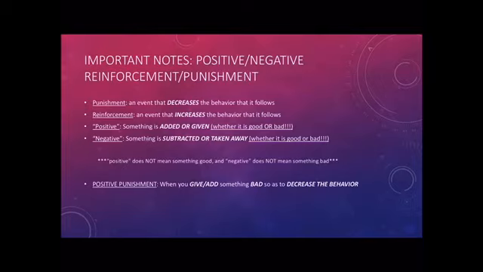So positive punishment is when you give or add something bad so that you can stop a behavior. Positive, I'm giving something bad because I want to stop, punish, decrease the behavior. Negative punishment, you are taking away something good to stop the behavior. Negative, taking away something good because we are punishing. We want to stop the behavior.